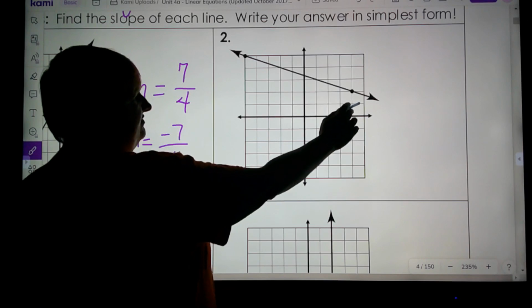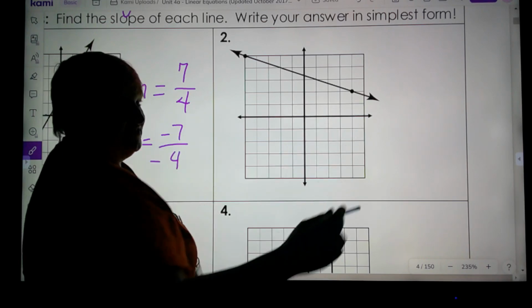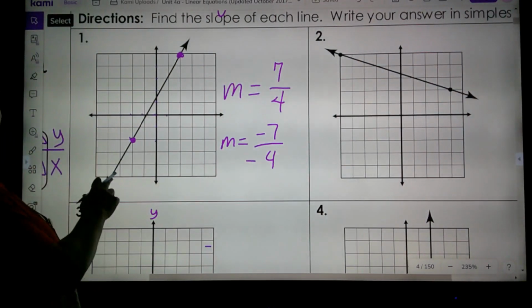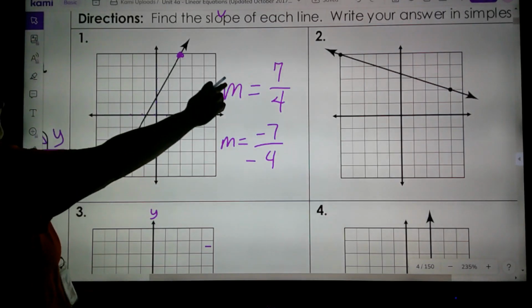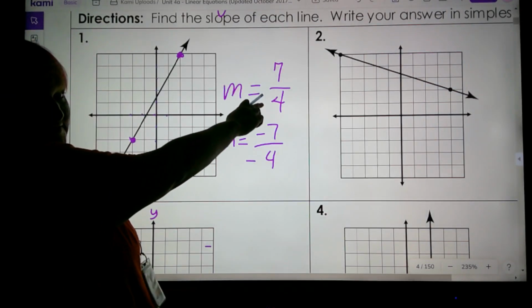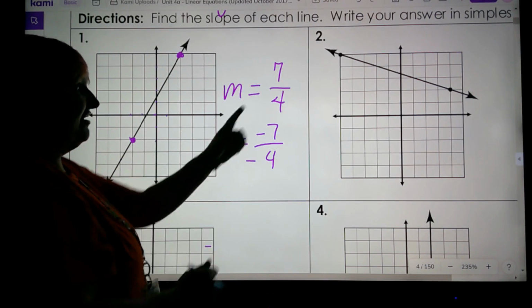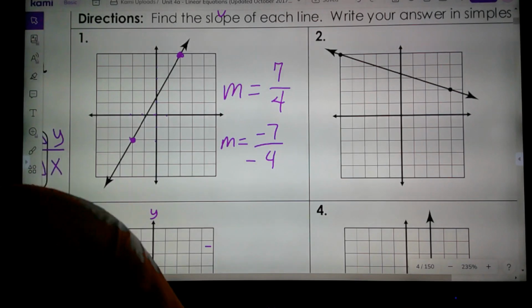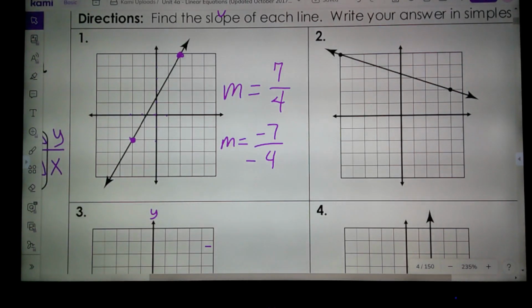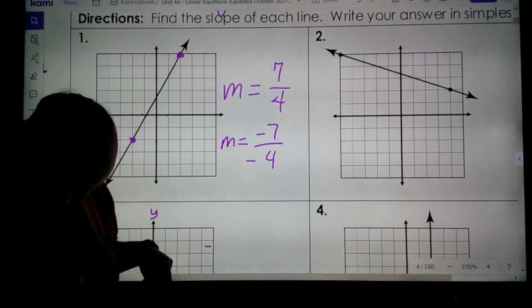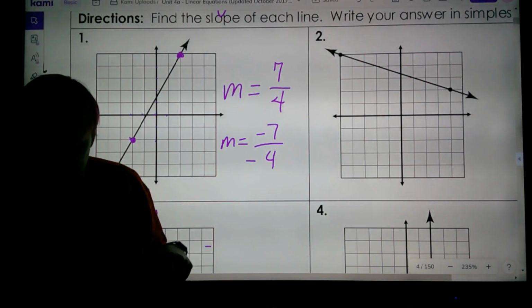This one, it's going downhill, so it's a negative slope. Quick note, this is a positive slope. It's going uphill. That means your answer is going to be positive. Positive slope, answer is positive. There's a connection, right?